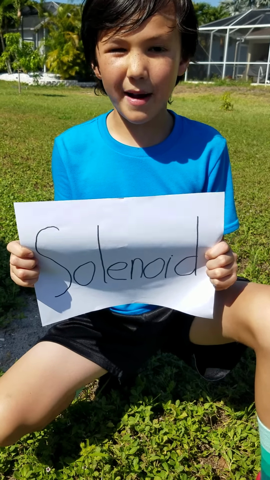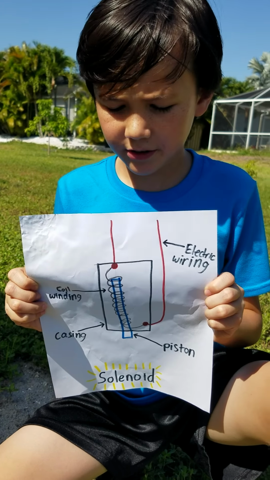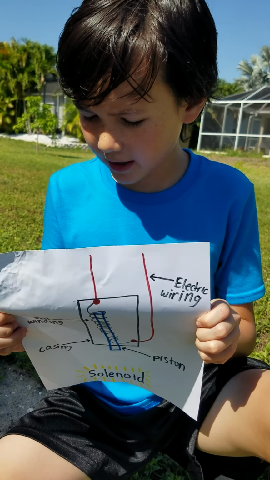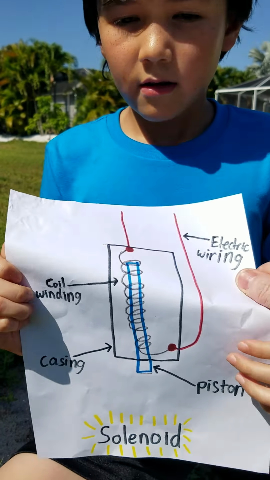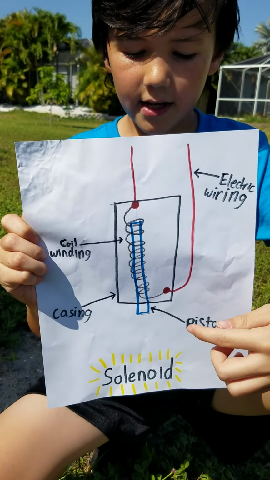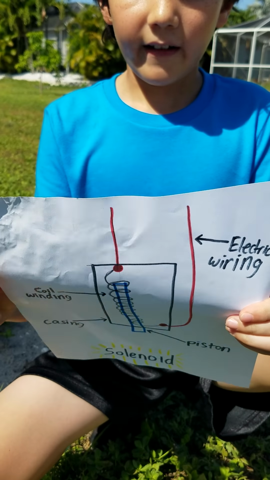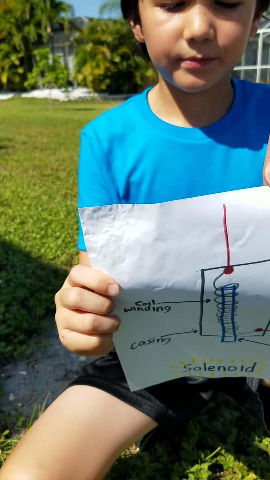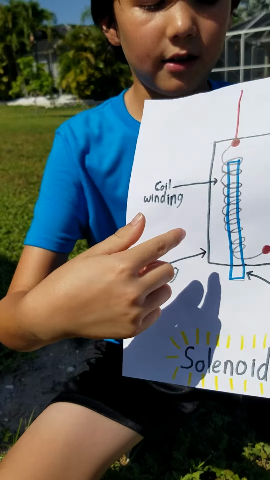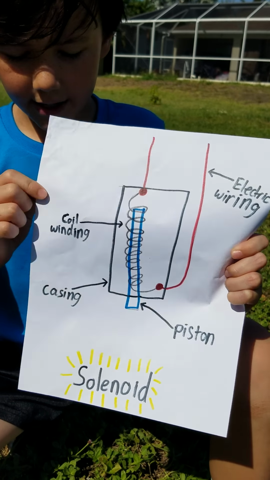Solenoids are electromagnetic. Here is the drawing of the inside of a solenoid. Tell me the parts. See here, the blue is the piston, and the red up here is the electric wiring. The gray thing that looks like a spring is the coil winding.